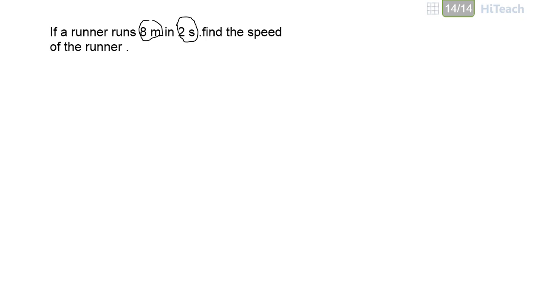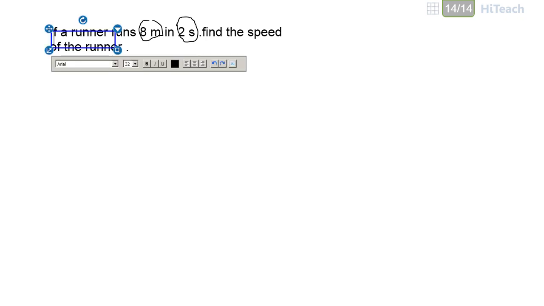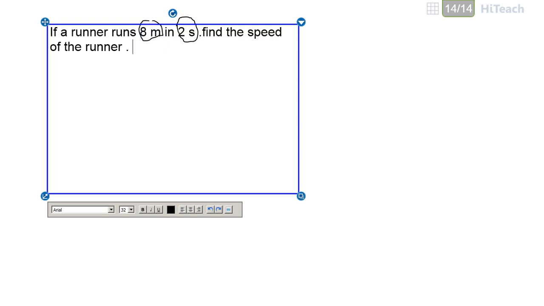So, to solve this question, what shall I do now? The first thing, always in chemistry or physics, you have to write the formula. What is the unknown? What do I need to find? I want to find the speed. So I have to write the formula. Speed equals distance over time.